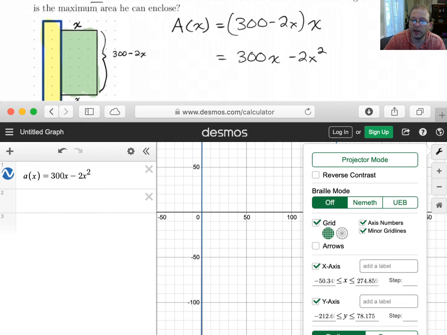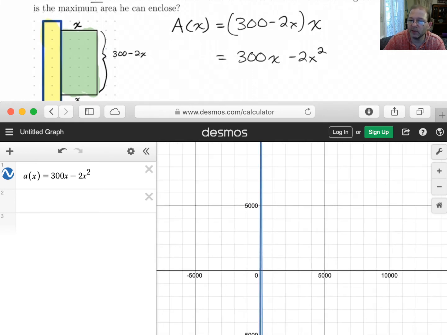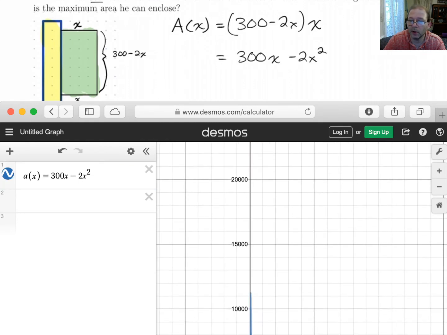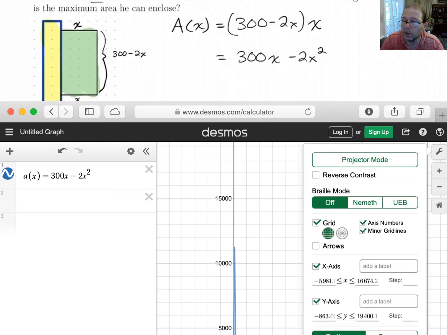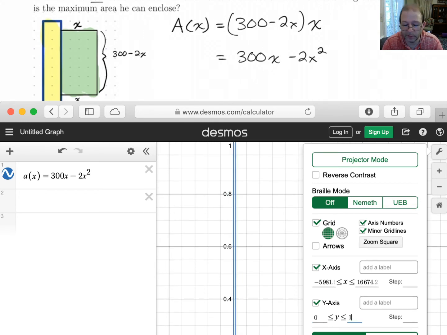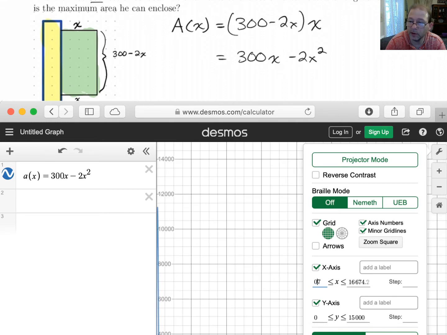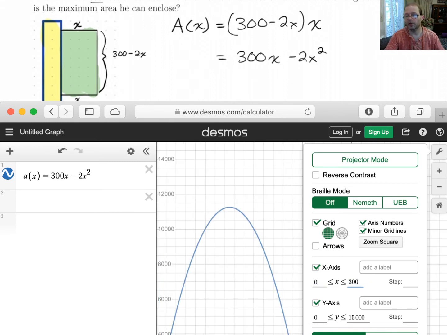I'm going to adjust my size here. Let's see, how far up does this thing go? Up above 10,000 it looks like. So let's make y go from, say, 0 to 15,000, and let's make x go from 0 to, let's say, 300. 300 is a good thing to stop at because we know that's the most fence we could use.